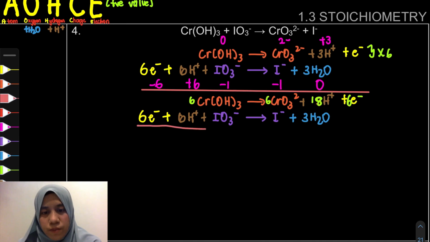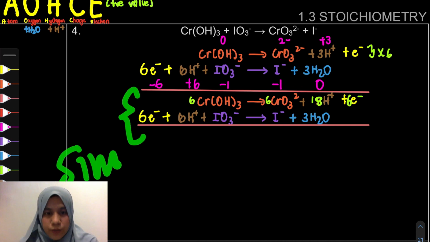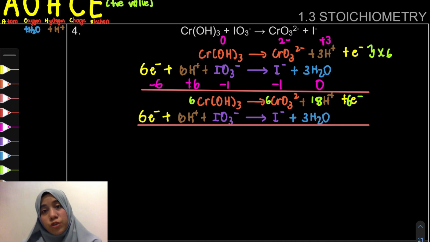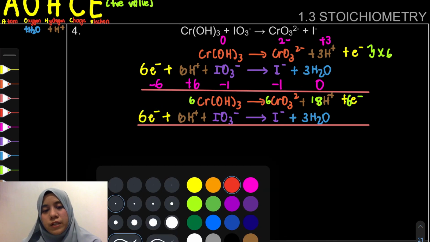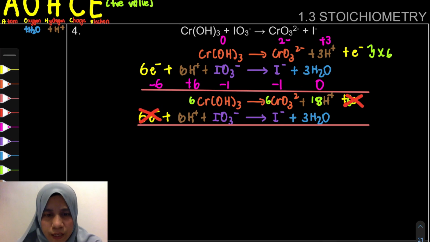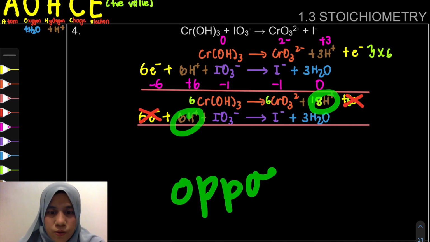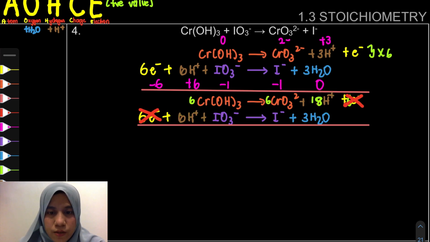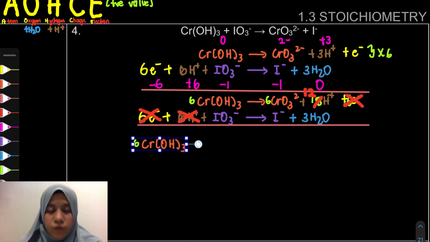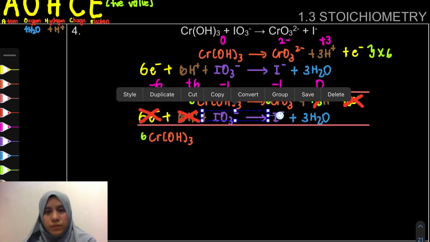Okay, so we simplify wherever possible. First and foremost, simplify the electron, since it's on the opposite side. The electron, we have cancelled. What else can we do? Nothing. Okay, H plus here and H plus here are on opposite sides, so we have to minus. So it will become 18 minus 6, which is 12. So, 12 H plus. What else can we simplify?